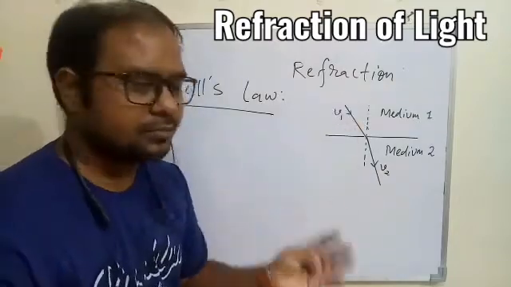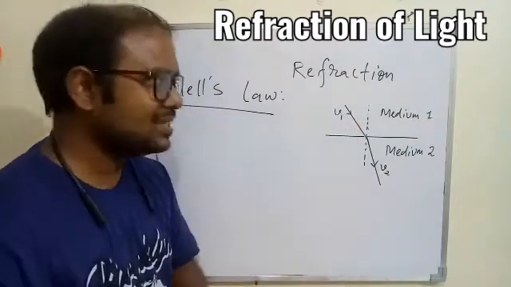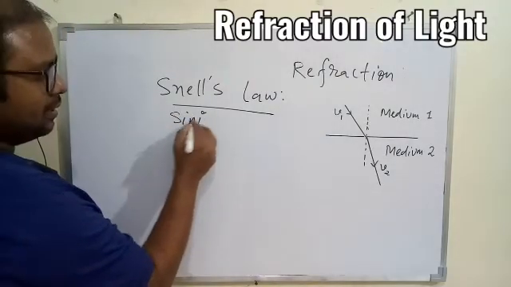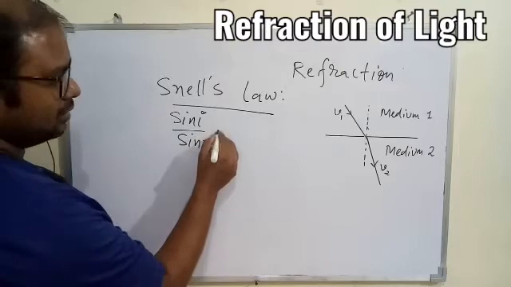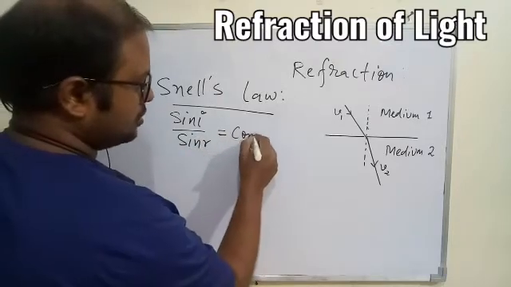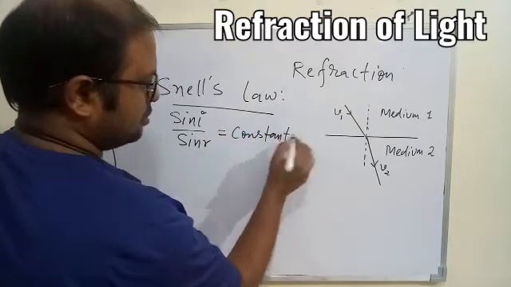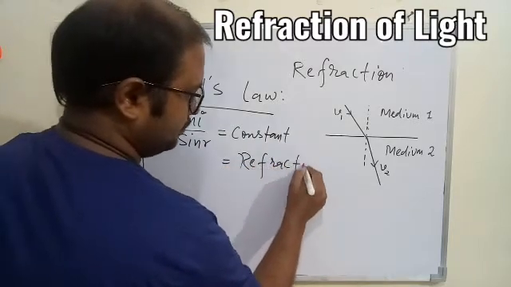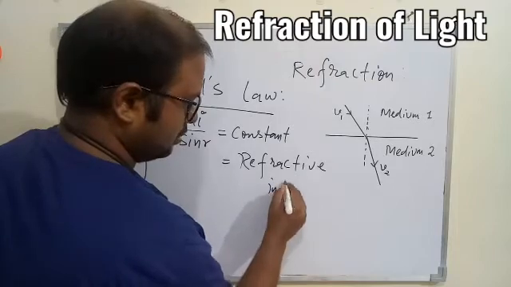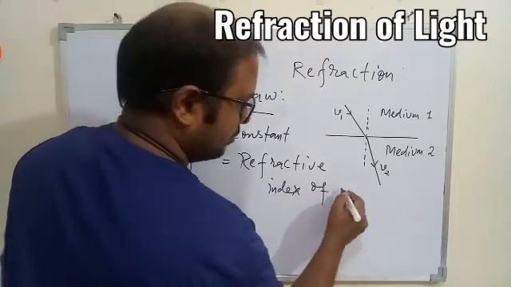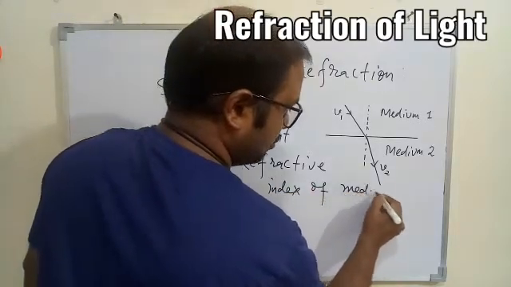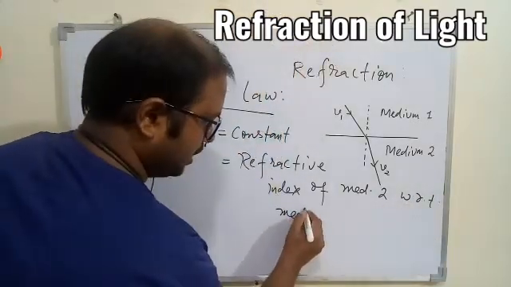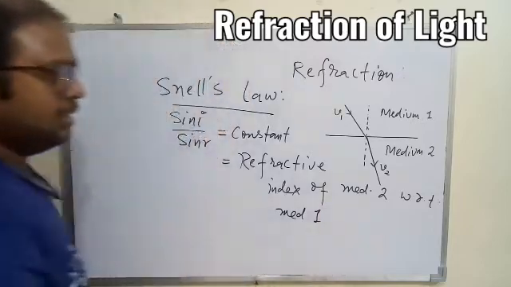that is, medium 1 and medium 2 are fixed, meaning we are not going to change that particular medium, then in that case sin i upon sin r will always be constant, and this constant is called the refractive index of medium 2 with respect to medium 1.